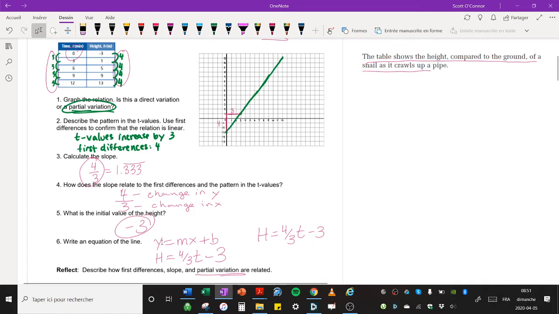And anytime you're doing this, that's all you're doing. You're thinking, what is the independent variable? The dependent variable? The dependent variable in this case is the height. The x is the independent variable. In this case, it's time. So you have your height and your time for your variables. And then m is your slope, 4 over 3 we found. And then b is your initial value, which is -3.